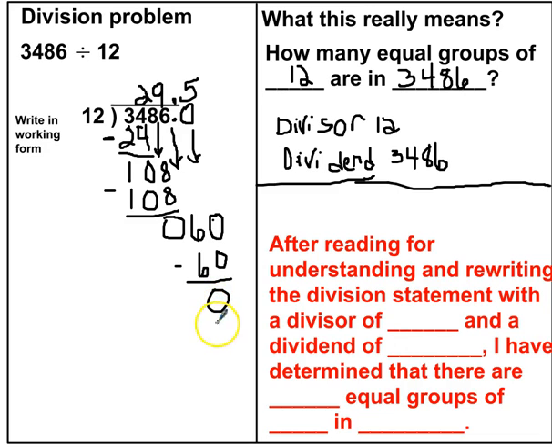Now we're going to go to our sentence frame. After reading for understanding and rewriting the division statement with a divisor of 12 and a dividend of 3,486, I have determined that there are 29 and 5/10 groups, equal groups, of 12 in 3,486.